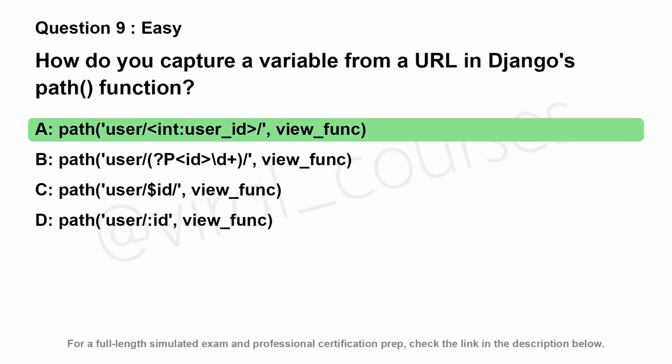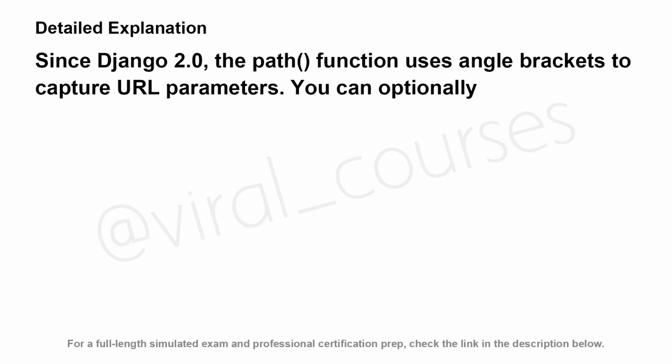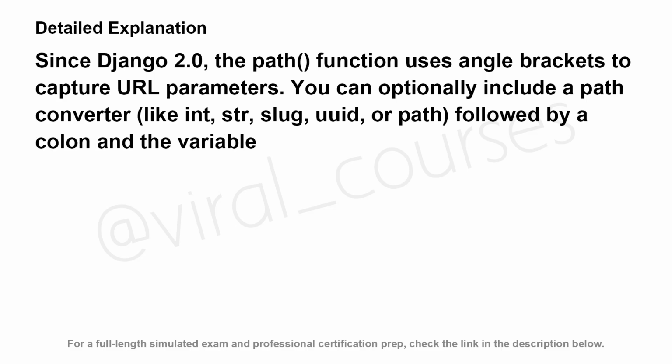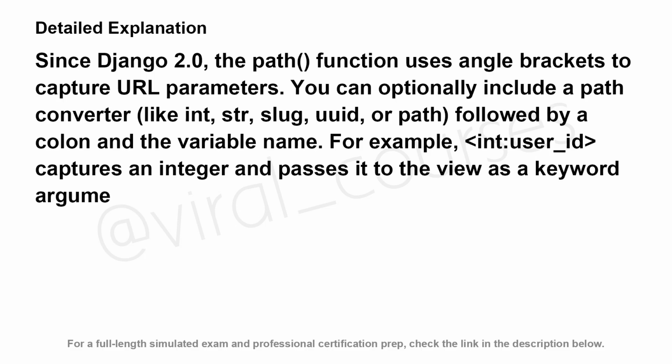The correct answer is A. Since Django 2.0, the path function uses angle brackets to capture URL parameters. You can optionally include a path converter, like int, str, slug, uuid, or path, followed by a colon and the variable name. For example, <int:user_id> captures an integer and passes it to the view as a keyword argument named user_id.